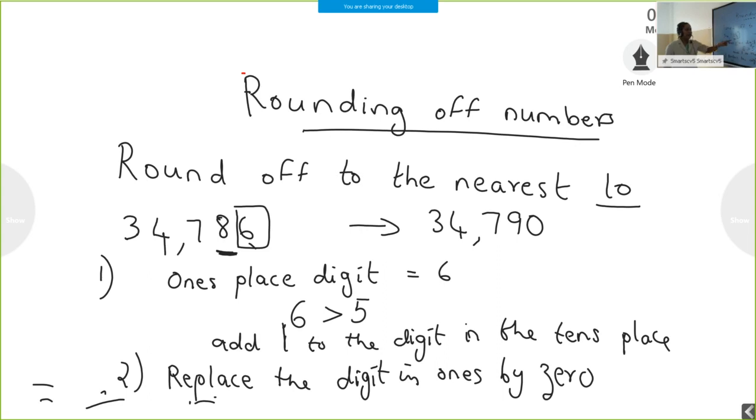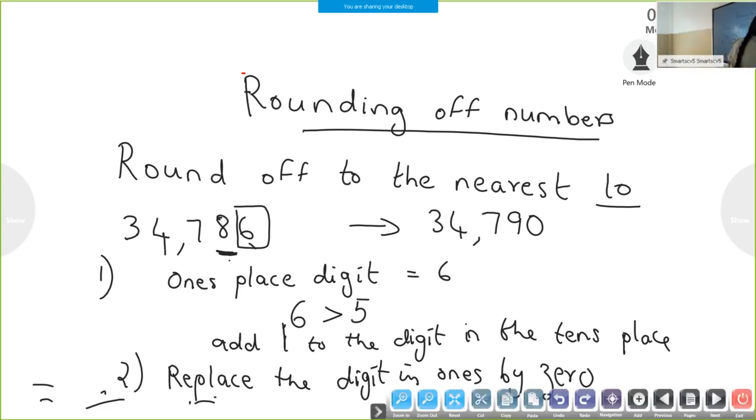Once again, identify the digit in the tens place, then go to the digit in the ones place, which is the next digit right of the tens place. Identify that digit, and if that digit is greater than 5 or equal to 5, both have to be checked, then add 1 to the digit in the tens place. Okay, and put the remaining digits as 0. Only that much. So we'll do some questions.